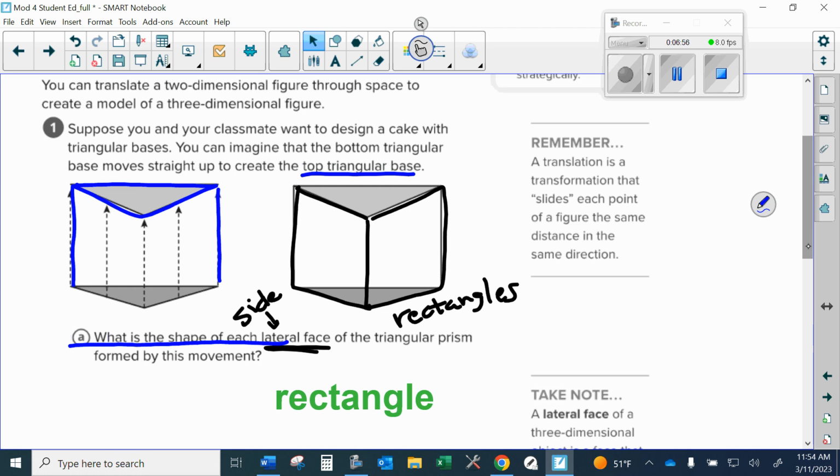What's the shape of each lateral face? Lateral means side. So these are the lateral ones right here, and the back side that you don't see. The top and the bottom are called the bases. The side ones are called lateral, and each side itself is a face. So a triangular right prism would have 5 faces, and the 3 lateral ones, that one and the back one right there, are all rectangles. So for prisms, it's going to be rectangles, as you see right here.